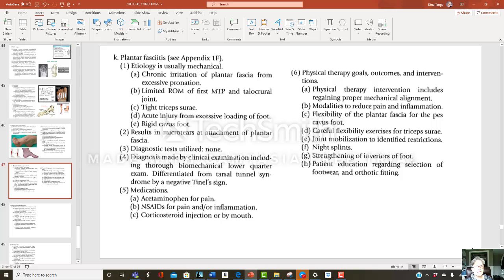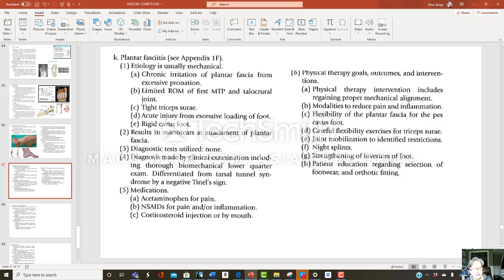Plantar fasciitis. Etiology is usually mechanical. Chronic irritation of plantar fascia from excessive pronation. Limited range of motion of first metatarsophalangeal and talocrural joint. Tight triceps surae, which is the gastroc soleus. Acute injury from excessive loading of foot. Rigid cavus foot. Results in microtears at attachment of plantar fascia.